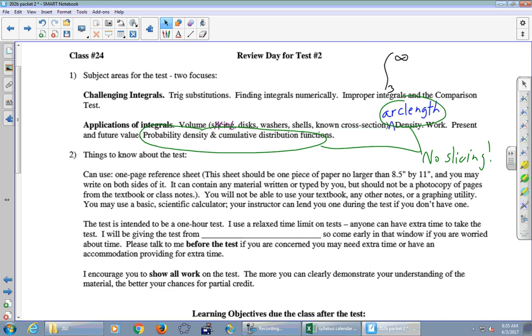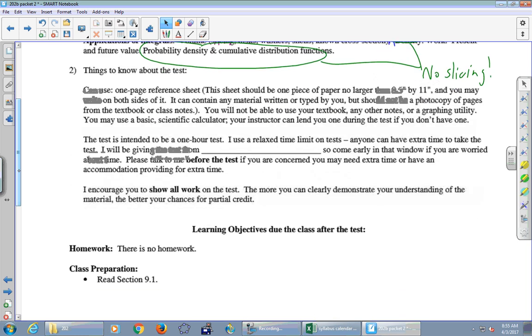Okay, as usual, you can use a one-page reference sheet front and back. You can write anything you want on it, but it should be something you create and not a photocopy of something I gave you or something you found online or in your book. I'll lend you a scientific calculator on the test. If you don't have one, you cannot use a graphing calculator. The test is intended to be 1 hour, but everybody can have 2 as long as you're willing to get up early. 8 a.m. to 10 a.m. is our window. So show up at 8 if you want extra time.